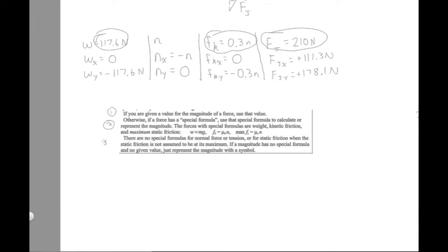And then the third case: sometimes you're not given a value and you don't have a special formula, and then you just represent the magnitude with a symbol. And that was the case for the normal force. We just represented the magnitude of the normal force with a symbol. Some of the details in this problem were different than earlier, but hopefully you could see that you didn't have to overthink it. You could use the same general principles to get the correct results in your force table.